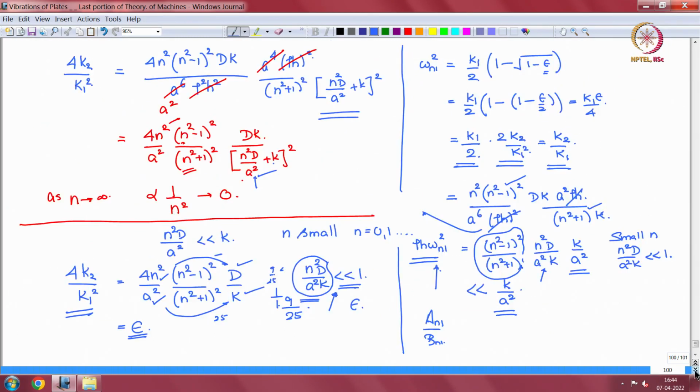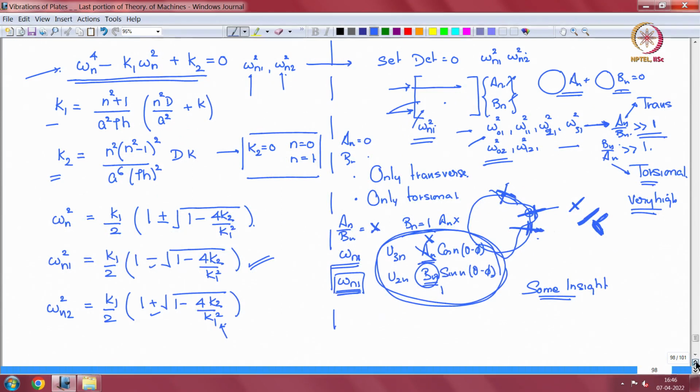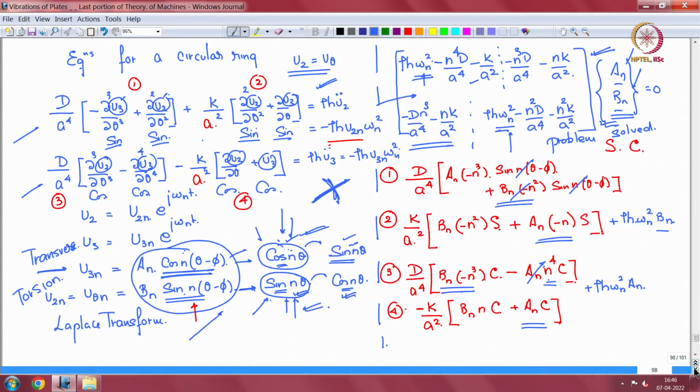So let us see, the an1 set by bn1 set ratio can be written as rho h omega n1 square minus n square by a square into d by a square plus k, divided by minus n cube d by a fourth minus n k by a square.